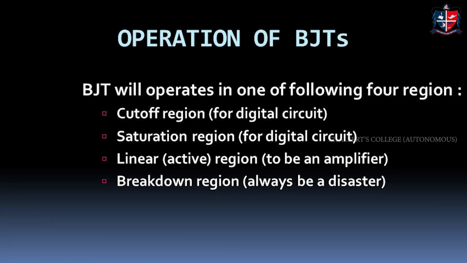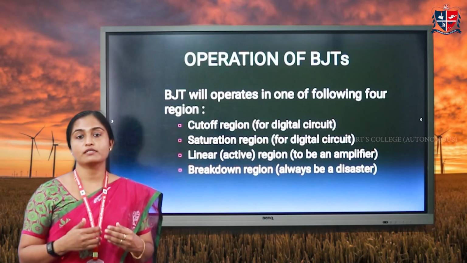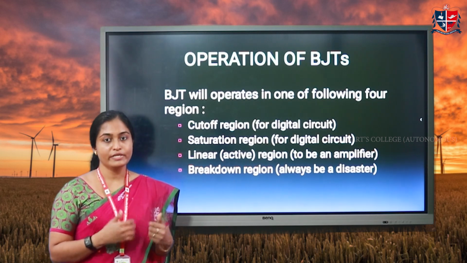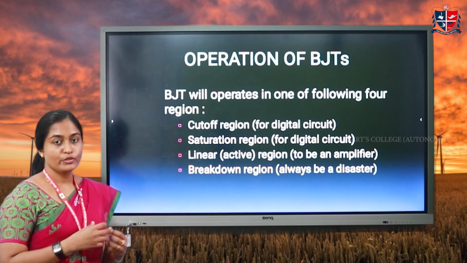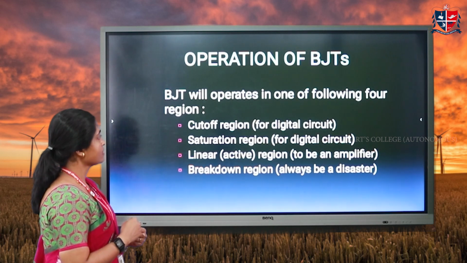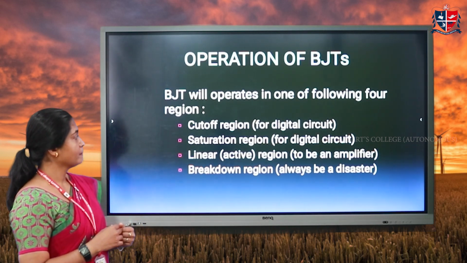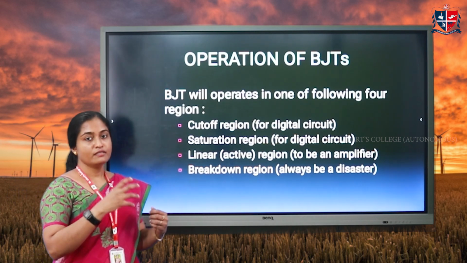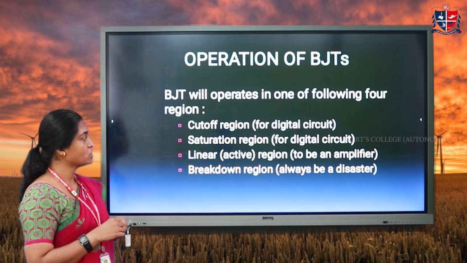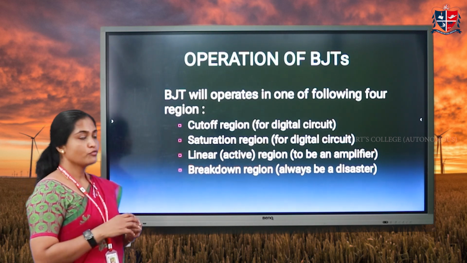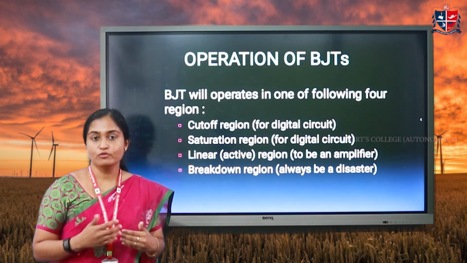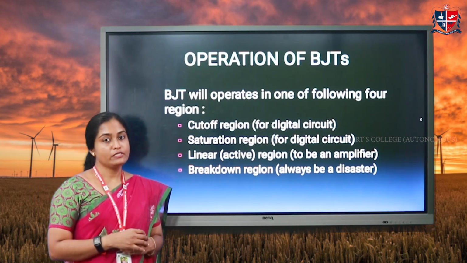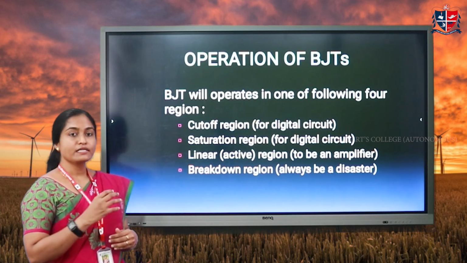Now, in the voltage-current characteristics of a transistor, you can identify these regions. A BJT will operate in one of the following four regions. You can observe a cutoff region, which is used for digital circuits, especially in switching applications, a saturation region, which is also used in digital circuits, and a linear active region.